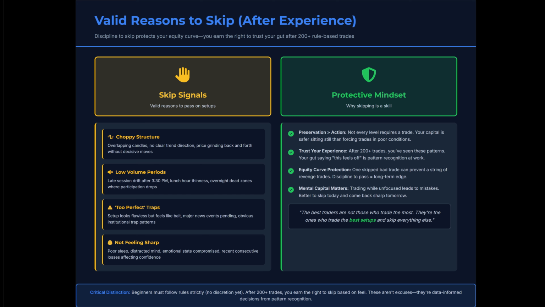Skip signal 3, the too perfect trap. The third skip signal is the too perfect trap. This is when a setup looks flawless on paper, but something feels like bait. Major news events are pending, or you recognize an obvious institutional trap pattern. What this looks like is you're watching for a long at PD Val 25.25. Price approaches and everything aligns perfectly. The level has strong history. It held 4 times last week. The trend is bullish on the 60-minute chart. The rejection candle is textbook, long lower wick, strong close near the high.